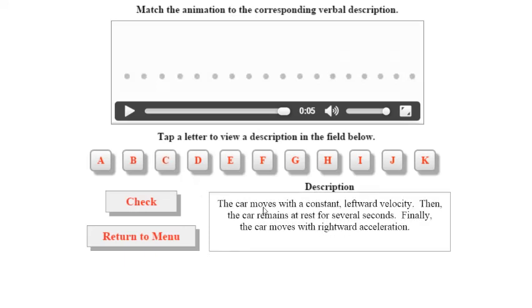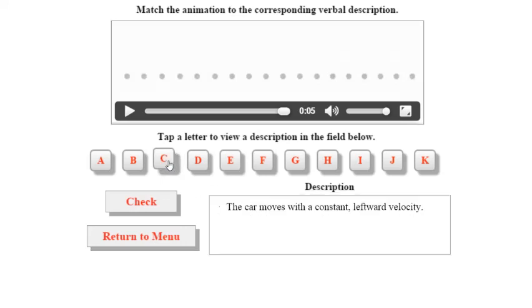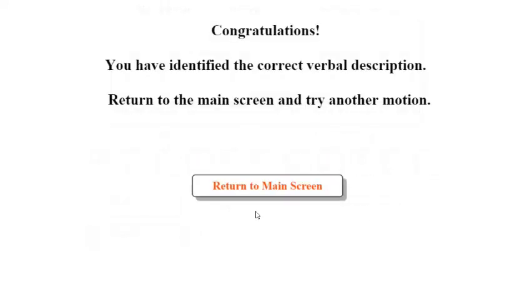Okay, the car moves with a constant leftward velocity, then the car remains at rest for several seconds. Finally, it moves with a rightward. Again, our car never stopped. It constantly was going to the left. Okay, the car moves with a constant leftward velocity. That sounds pretty good to me. Let's check it. And sure enough, we get the correct answer.